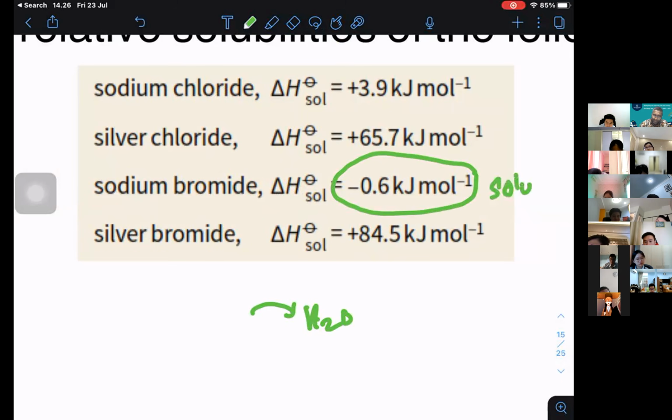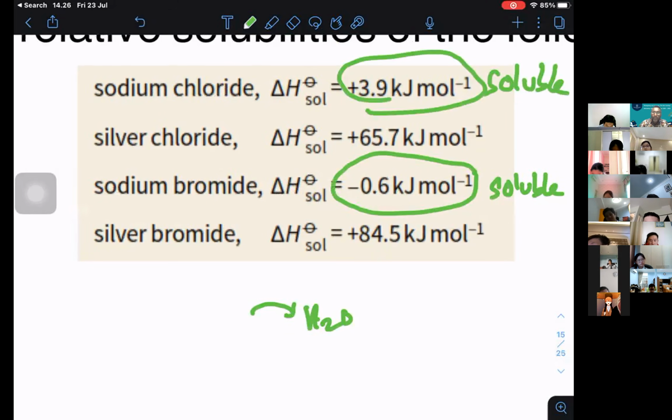It must be soluble. Second, that you can look for is something that is slightly positive, small positive. So I can compare. This is the small positive, so this one is possibly soluble. But these are big positives. If big positive, they are insoluble.